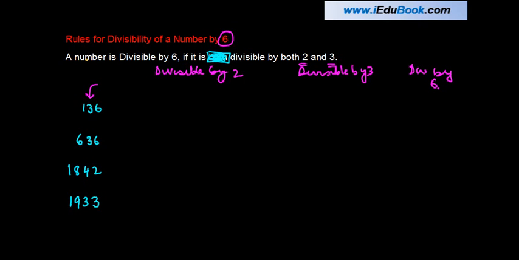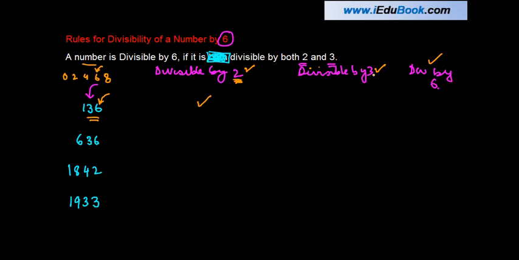Now, according to the rule, the number is divisible by 6 if it is divisible both by 2 and 3. So if you look at 136, is this number divisible by 2? What was the rule for the divisibility by 2? The rule was if the units digit is either 0, 2, 4, 6 or 8. Right? In this case, the units digit is 6, so it is divisible by 2. So we put a tick mark here.